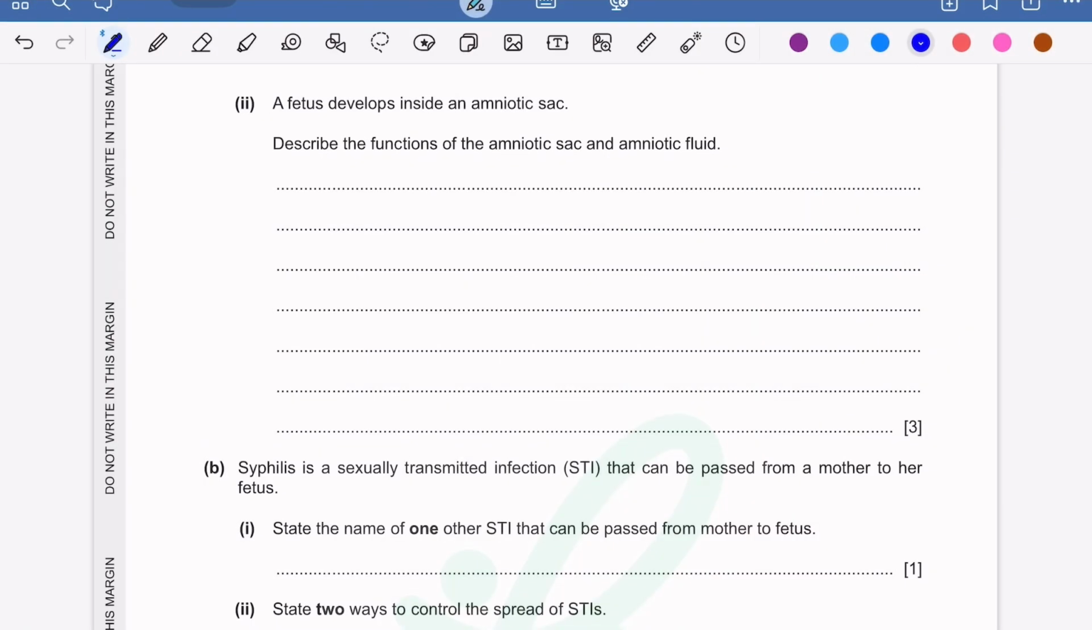The next question says, a fetus develops inside an amniotic sac. Describe the functions of the amniotic sac and the amniotic fluid. So first let us describe the amniotic sac.